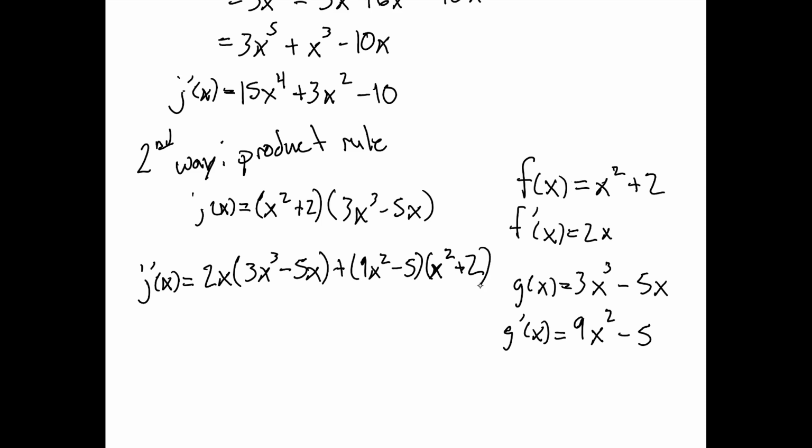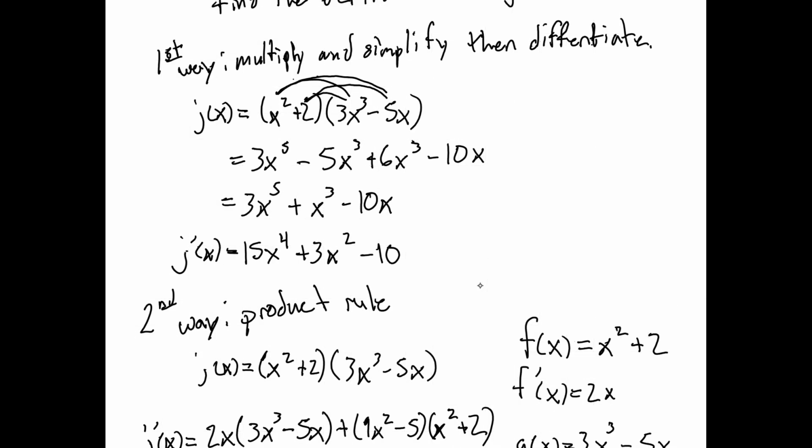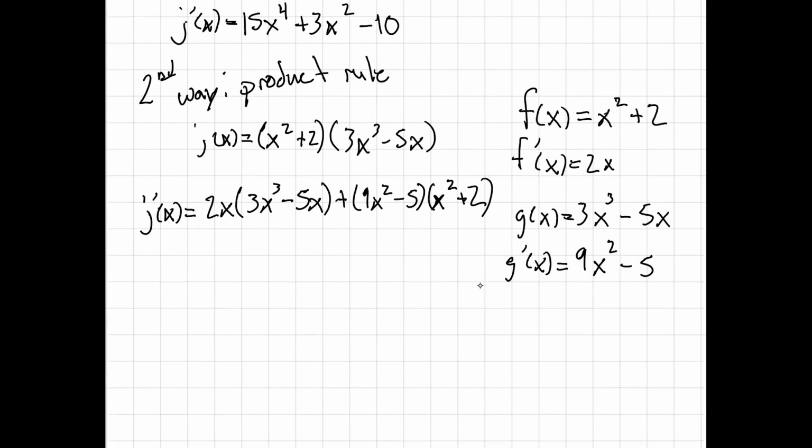Now, you may think, well, hey, that's pretty quick, but notice the form of the j prime of x from what I did before to what I have now. These are not the same. They're equivalent, but I would much rather deal with the j prime of x that I got in the first way, but we're not done. We just need to simplify. But notice in this first problem, I did a binomial multiplication, x squared plus 2 times 3x cubed minus 5x. That product, boom, combine like terms, then really easy derivative.